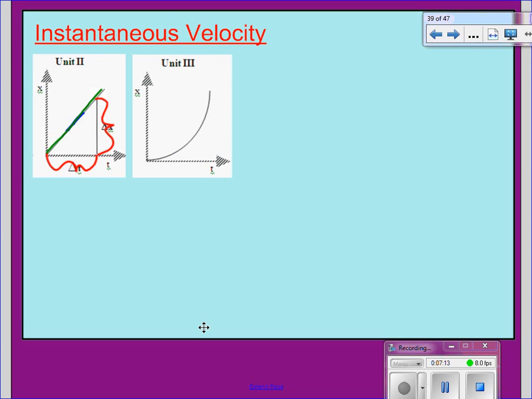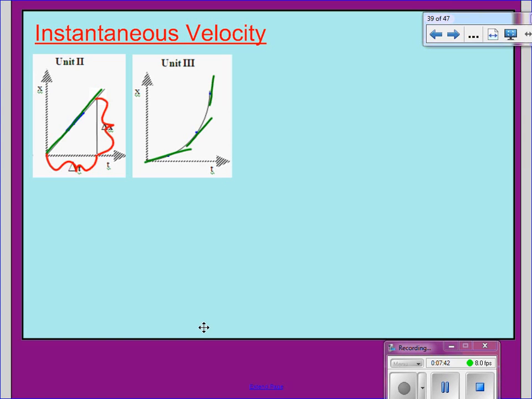Well, remember, the slope of a position versus time graph tells us velocity. And so notice what's happening to the slopes, let's say at these three situations, or these three time intervals. The slope in the first one is very shallow. The slope in the second one is a little bit steeper, and the slope on the final one is very steep. So since the slope is changing, the velocity is changing. And since the slope is getting steeper, that means the velocity is getting greater.